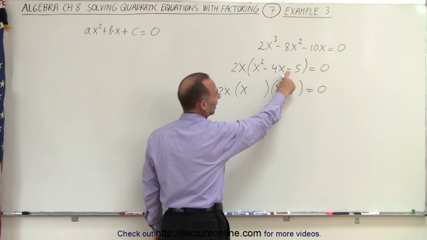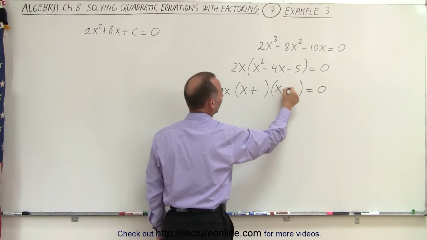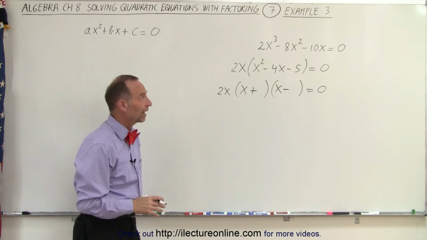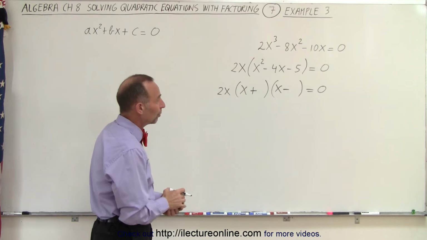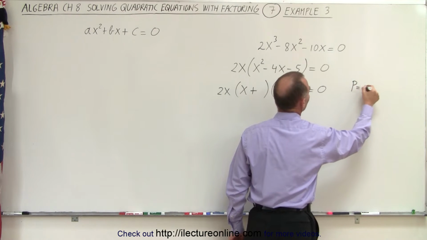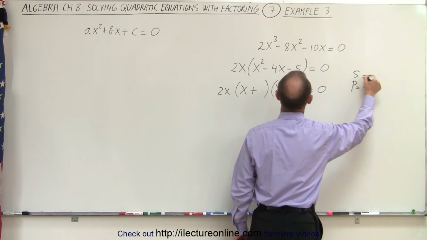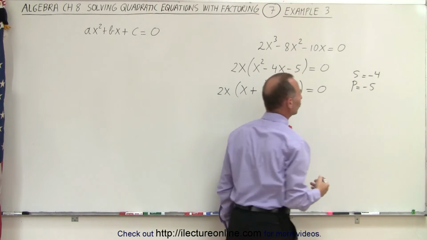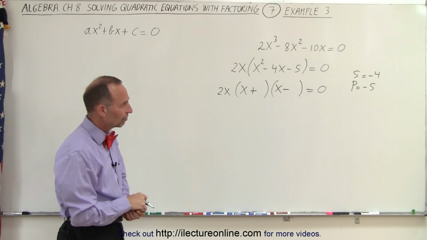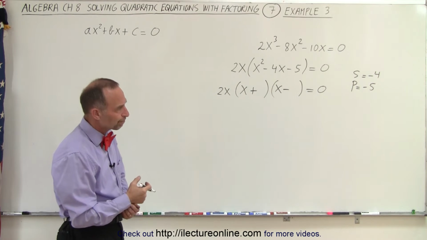Notice we have a negative here and a negative there. That means one must be positive, one must be negative, because two numbers multiplied together can only be negative if one of them is negative. Now we're looking for two numbers. When we multiply them together, the product will be equal to -5 and the sum will be equal to -4. So which two numbers add together to -4 and are multiplied together to give you -5?